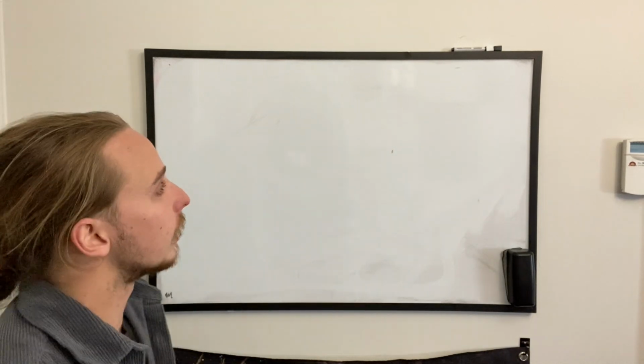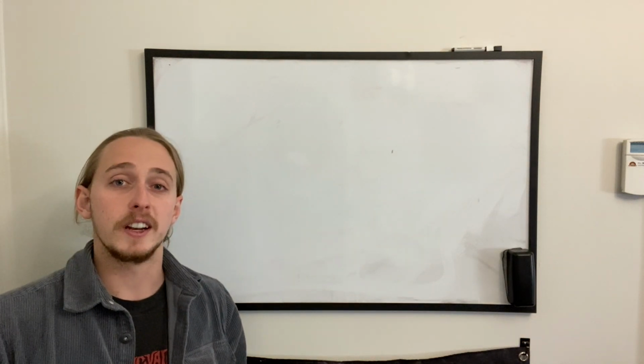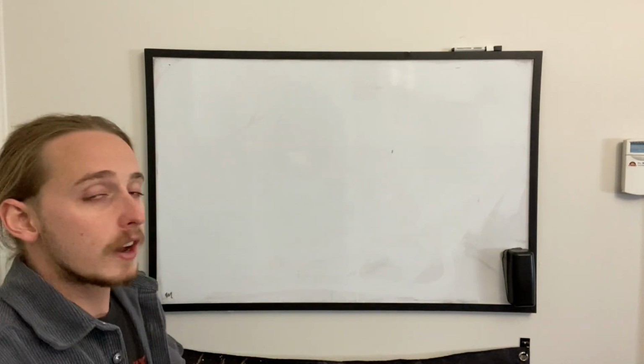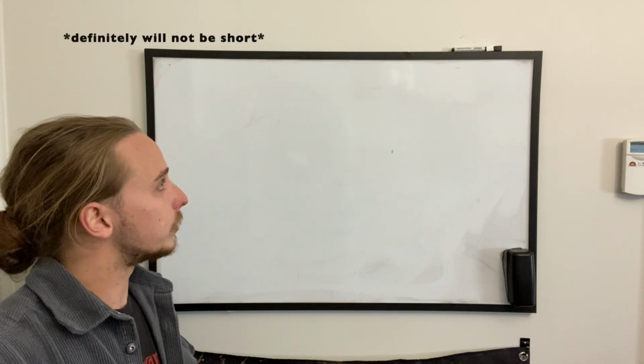So I'm going to break it down a little bit, and this should be really clear. How are you getting a major and a minor scale after this video? Keep it short. I never do, but I'll try.